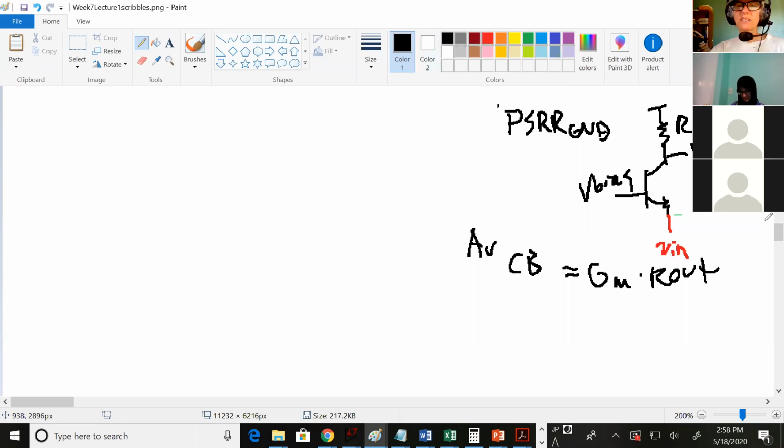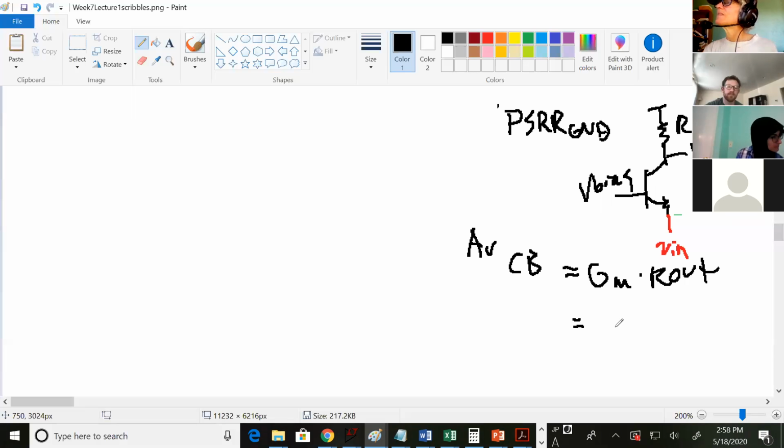What's gm for a common base? Sorry if I moved that up too quickly. First, is a common base inverting or non-inverting? Common emitter is inverting, and they look exactly the same. It's just the inputs switched. But the common base is actually not inverting. So your gm, just your gm, and because it's non-inverting, there's no minus sign.